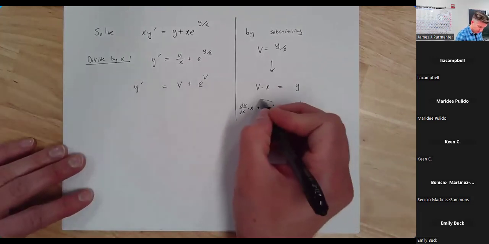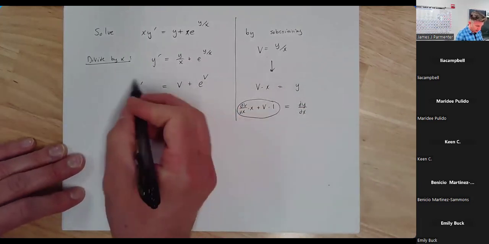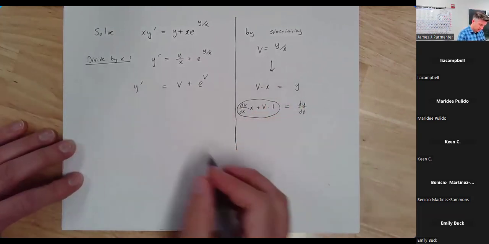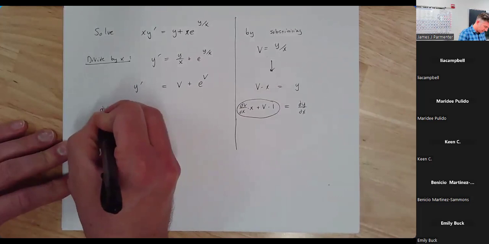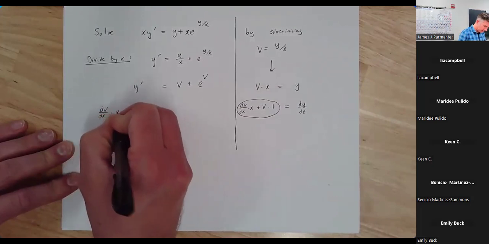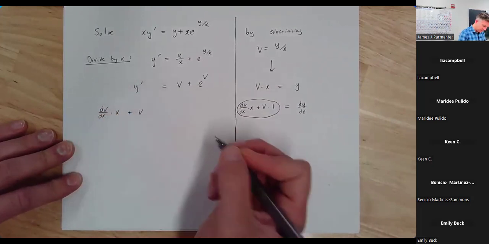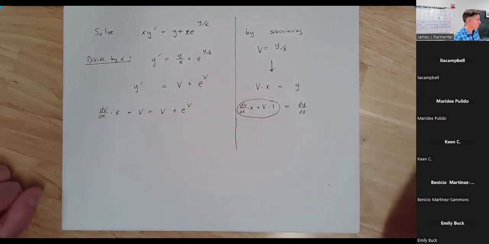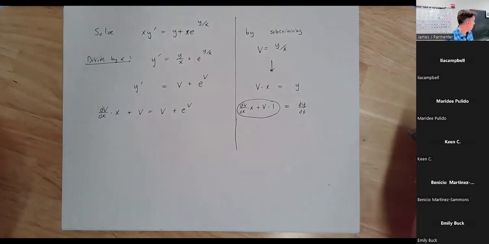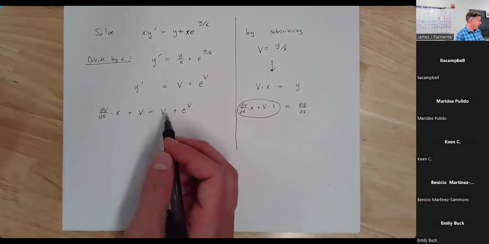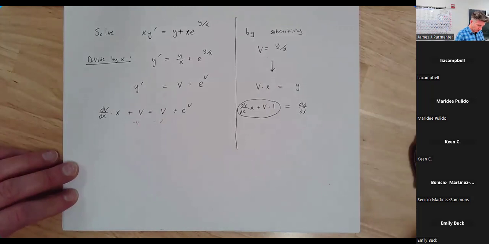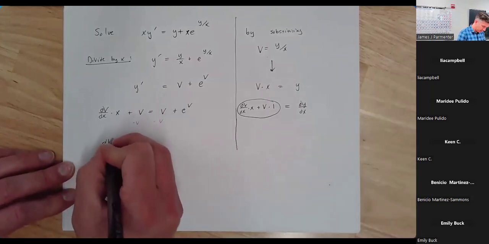And that is going to replace the y prime on the left-hand side of this equation. On the left-hand side, we're going to have dv dx times x plus v times 1 equal to v plus e to the v. Then I think we're on our way. Those v's definitely cancel. We can subtract v from both sides. And then we're in a situation where we can separate variables.